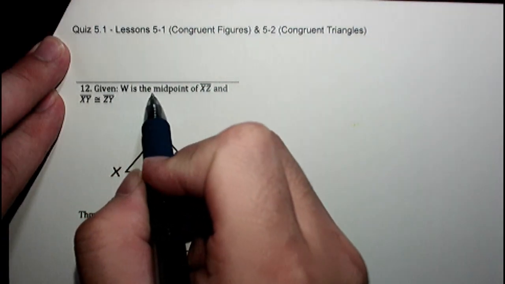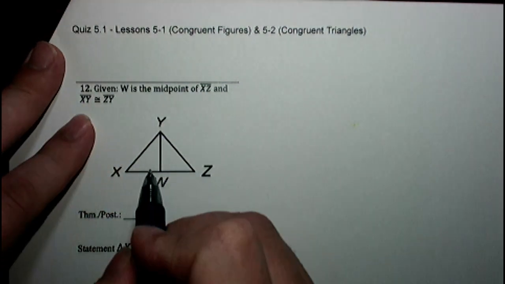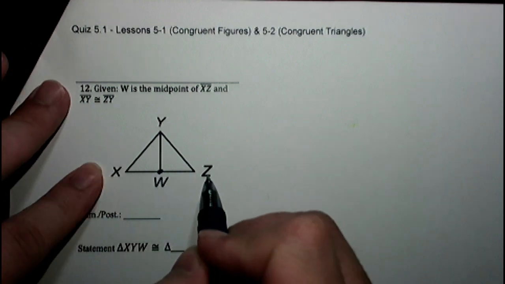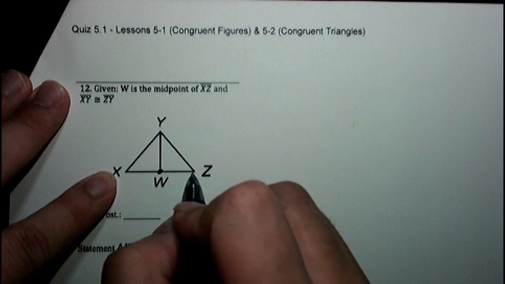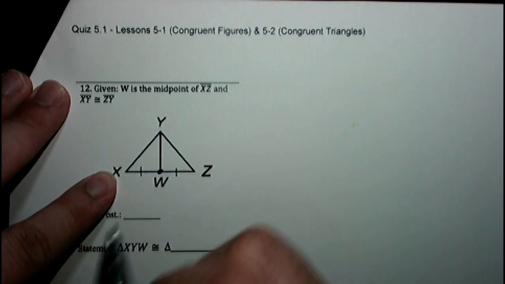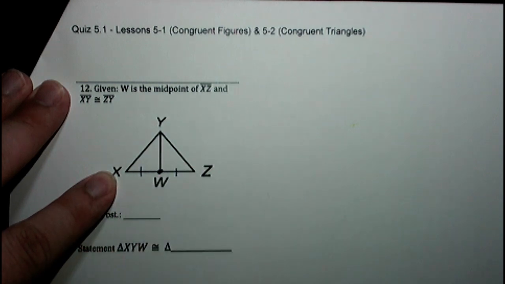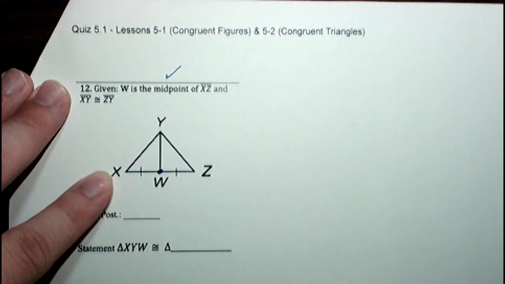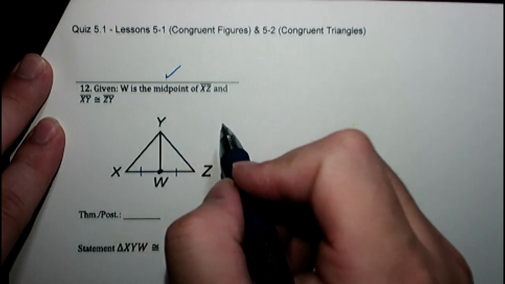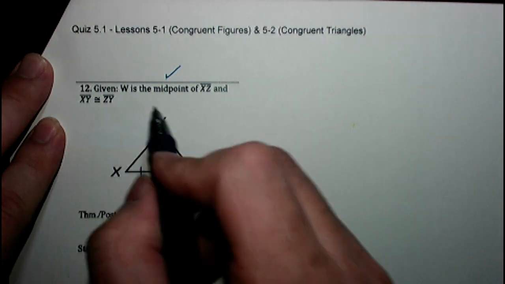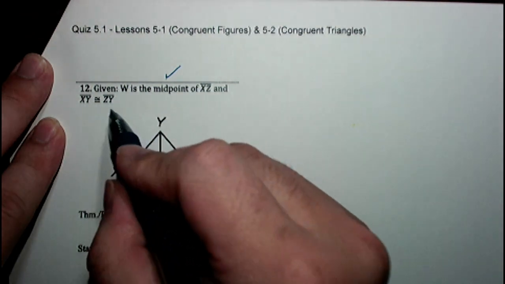Notice that it says W is the midpoint of segment XZ. Here is W, and this is line segment XZ. If you have a midpoint, it's going to split this whole segment into two congruent parts. So then we're going to go ahead and mark that down, which we already did, so I can check this off. Note that line segment XY is congruent to line segment ZY.